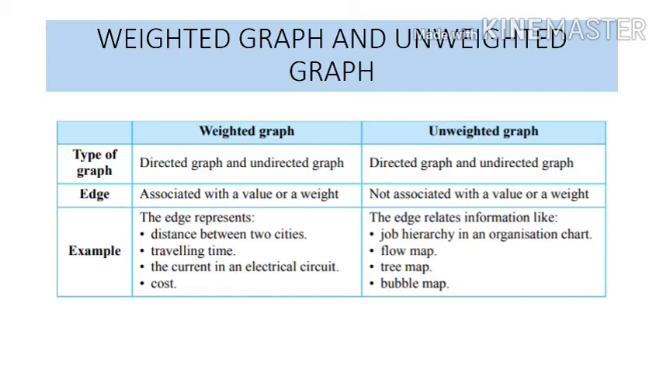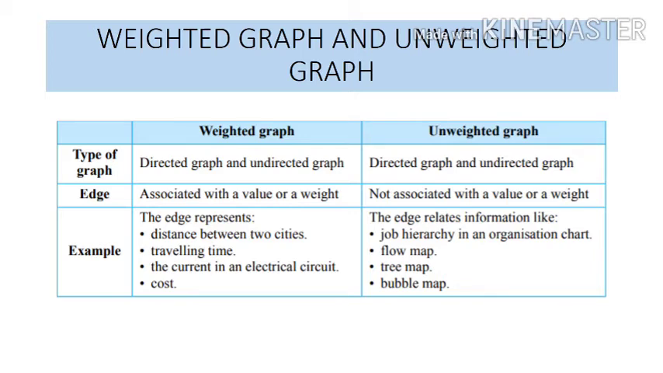The second last is the weighted graph and unweighted graph. For the weighted graph, the type of graph is directed or undirected, and an edge is associated with a value or a weight. For example, the edge represents the distance between two cities or traveling time.